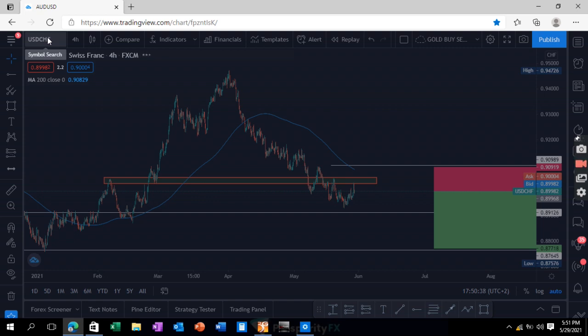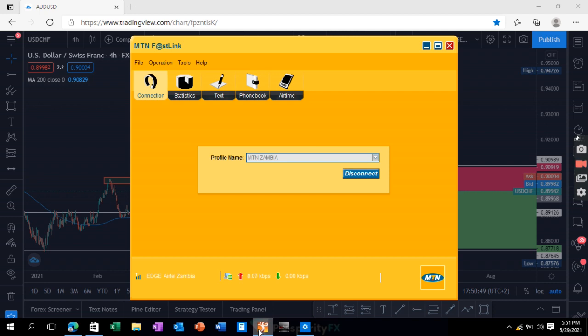Okay, the network is kind of bad. As you can see, this warning sign here, it's warning me that there's not much network. Let's see if it can load. Okay, let's wait and see.